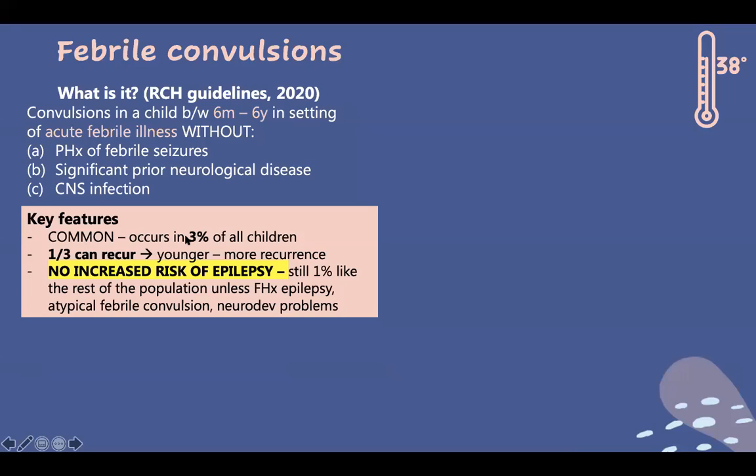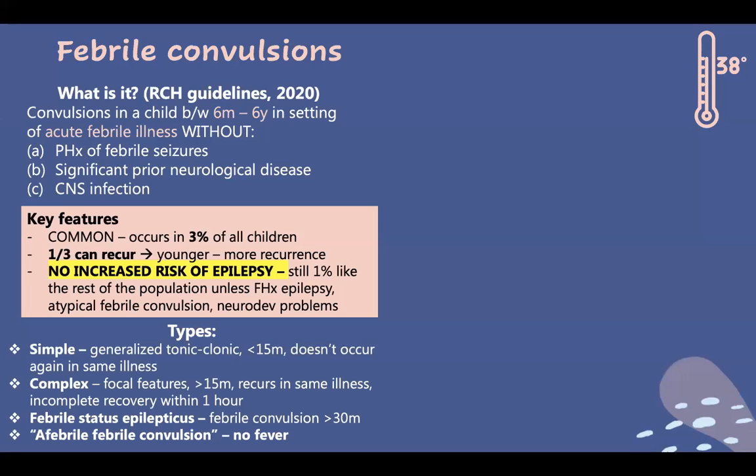The younger you get it, the more likely it is to recur. So if they get a febrile convulsion when they're less than 1 year old, they have a 50% chance of having it again. But then their propensity towards getting febrile convulsions decreases significantly after 6 years old. And it does not increase the risk of epilepsy. The risk of epilepsy is still 1%, just like the rest of the population, unless they have a family history, an atypical febrile convulsion, or neurodevelopmental problems separate to this episode of febrile convulsion that they're having at the moment.